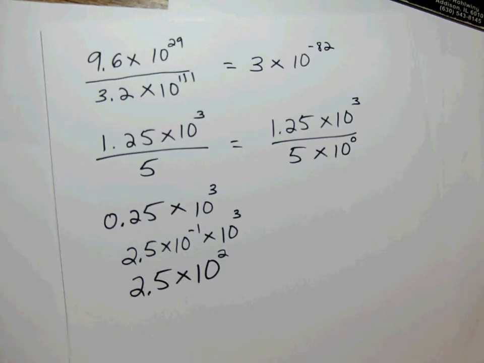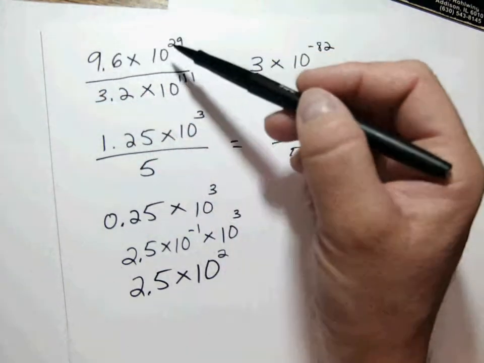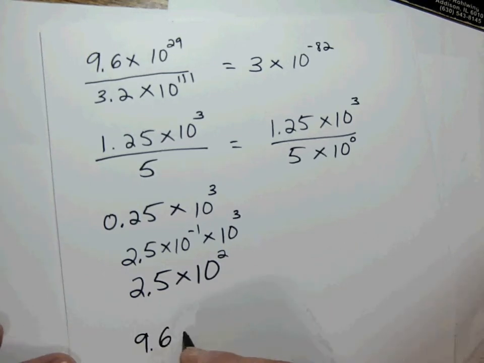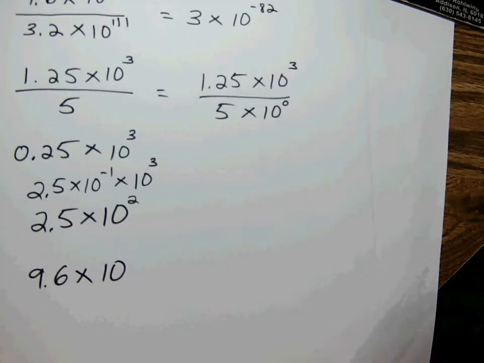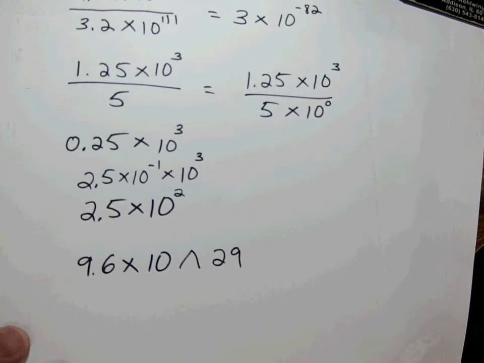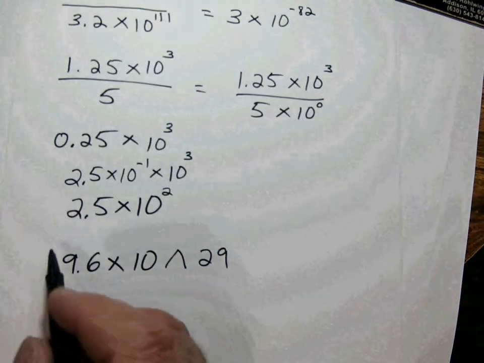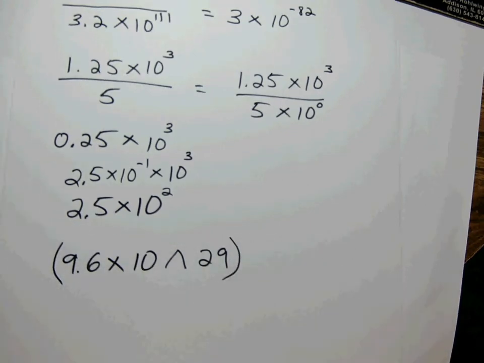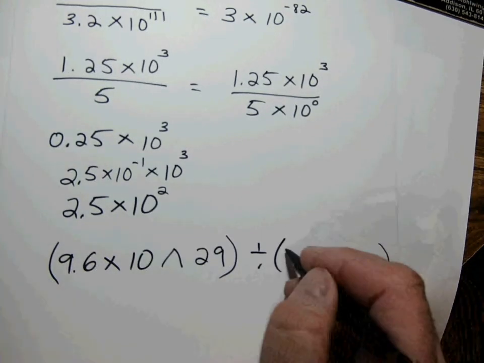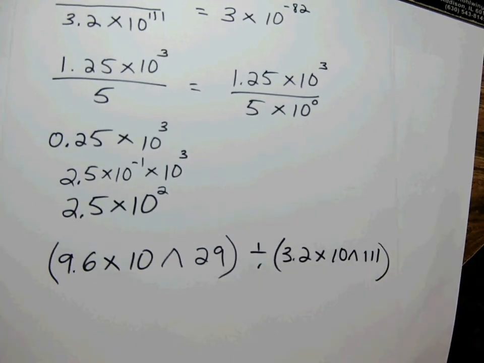Now by the way, if we're wondering how to put a number like that into the calculator, that's just an exponent. So you would say 9.6, for example, times 10, and then your exponent button, is probably a button like that, to the 29th power. Something like that, okay? If we were doing this whole problem, the safest bet would be to put it in a parentheses and then hit your division sign and put the other one in a parentheses also. 3.2 times 10, exponent button, 111. That's your safest bet.